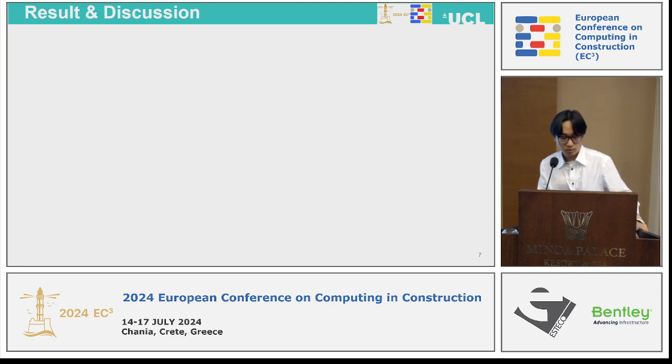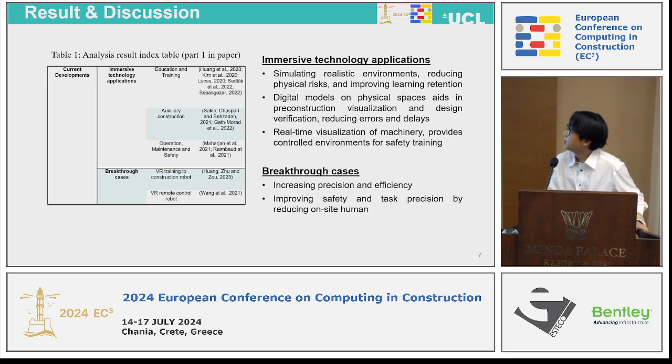So after the initial analysis, we get to the result and discussion part. In Table 1, Part 1, the analysis result shows the current development of this field. The first is the main part, the immersive technology applications. They are used in education and training, which simulate realistic environments, reducing physical risk and improving learning retention. The second is exploratory construction, where digital models on physical spaces are used in pre-construction visualization and design verification, reducing errors and delays. And also the operation maintenance phase and safety training. There is real-time visualization of machinery that provides controlled environments for safety training.